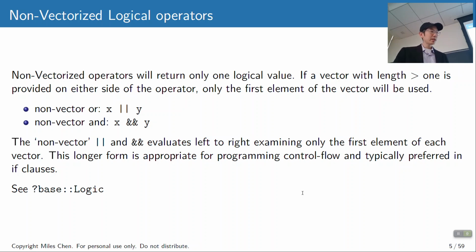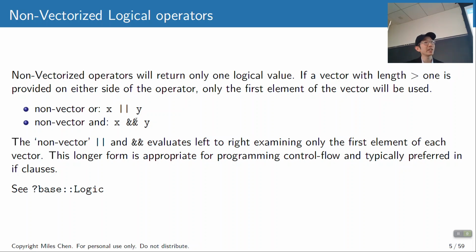Contrast that with the non-vectorized logical operators, which return only one logical value. If you have vectors longer than 1, it's going to look at the first elements only and do the comparison. You've got the non-vectorized OR, which is the OR operator, but two of them.